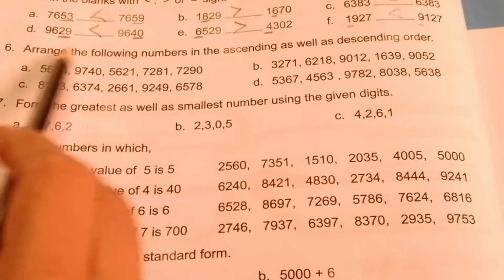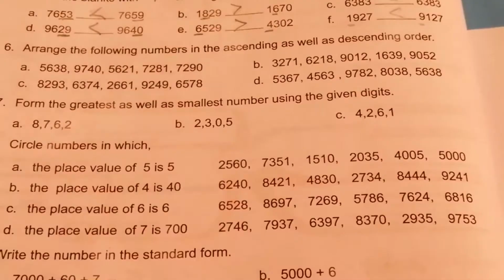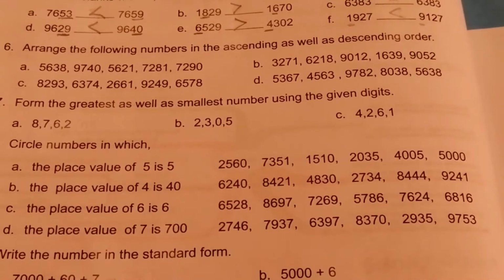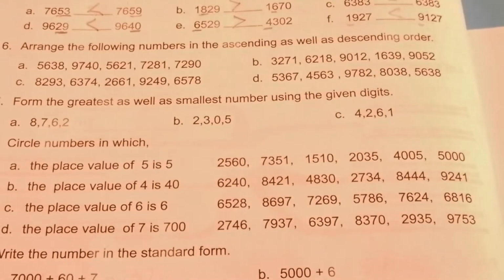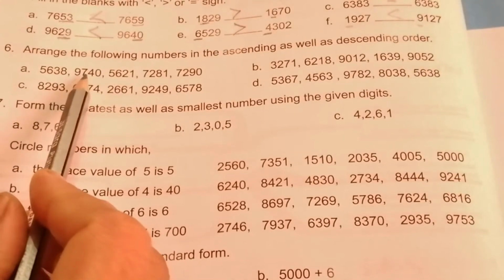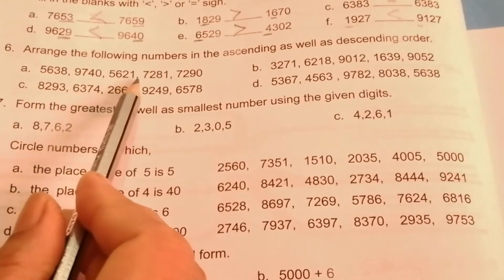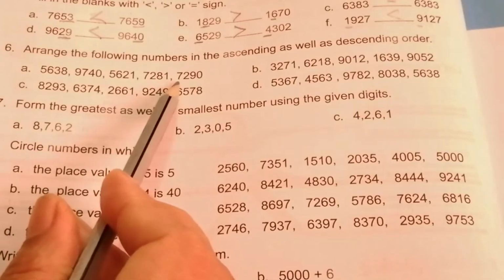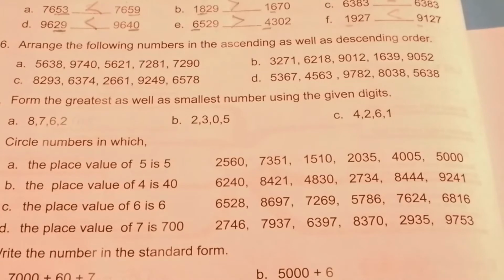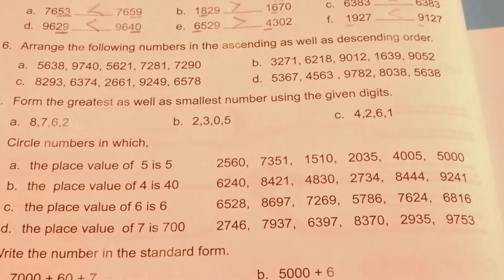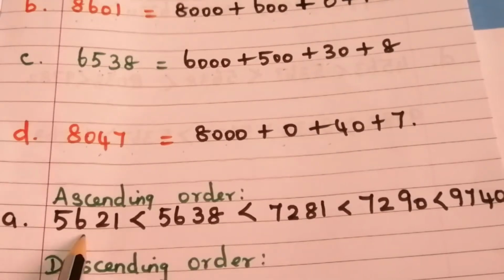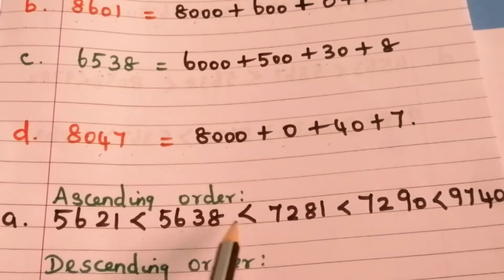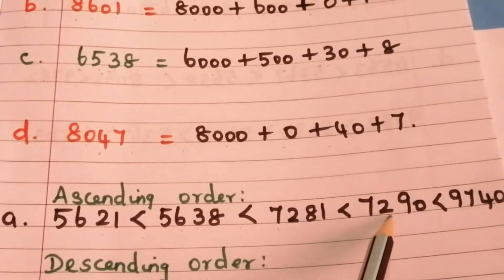And 6. Arrange the following numbers in ascending as well as descending order. Problem A: 5638, 9740, 5621, 7281, 7290. You try all these problems on your own, then you check your answer with mine. Problem A, ascending order: 5621 less than 5638 less than 7281 less than 7290 less than 9740.